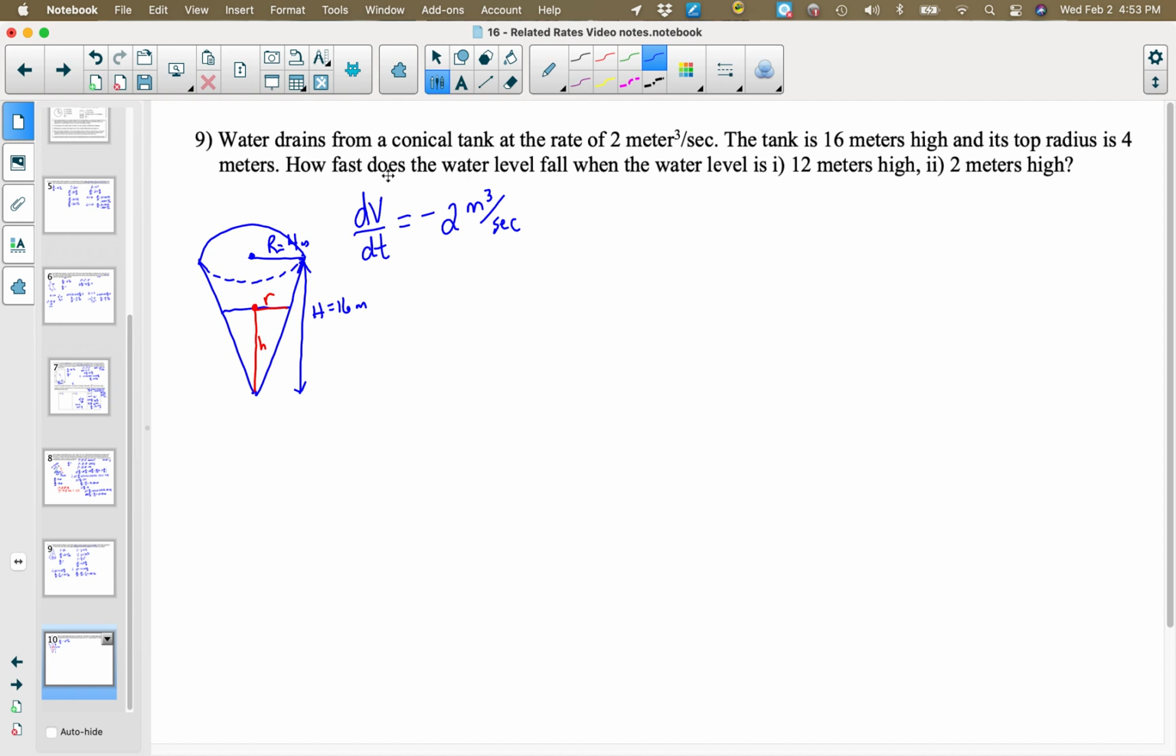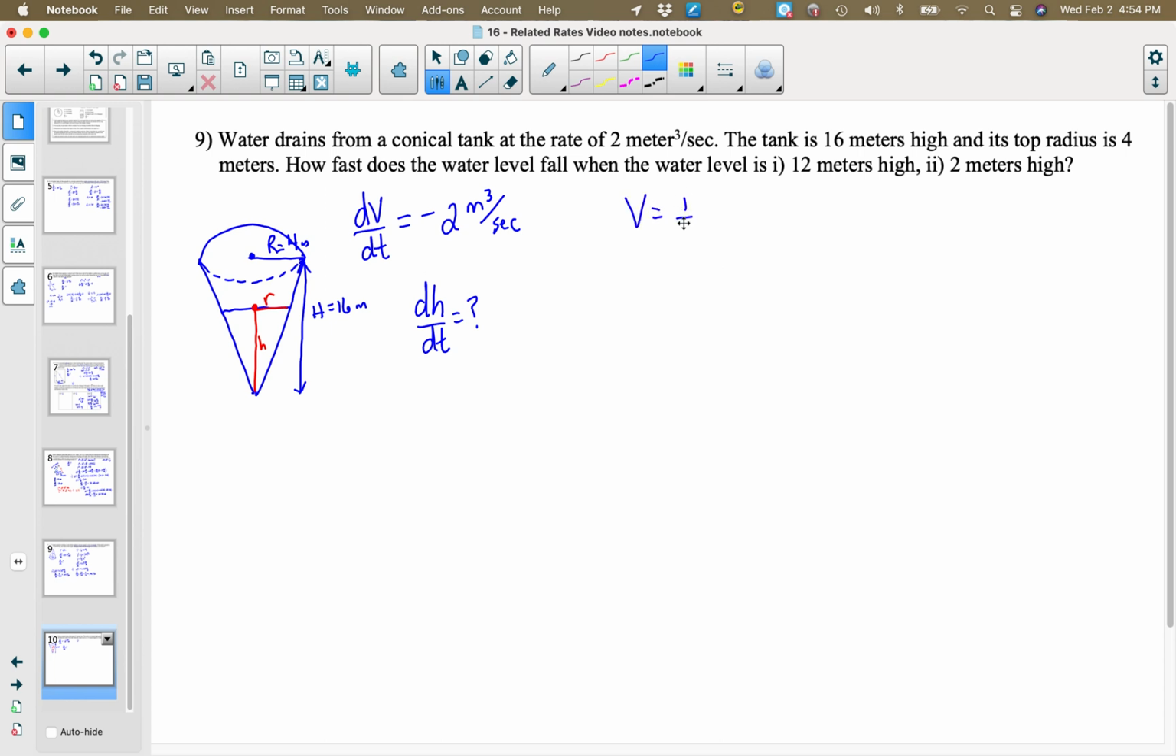All right. How fast does the water level fall? Well, the water level falling means I'm looking at the rate of change of the height. So I'm looking for dH/dt. That's what I want to find out. So I need to know that. And then it says when the water level is 12 meters high, and then when the water level is 2 meters high. So I need the volume of a cone, which we just did in the last problem.